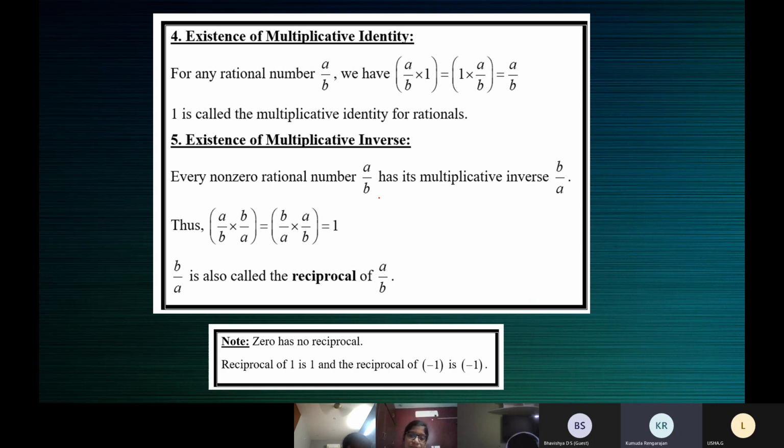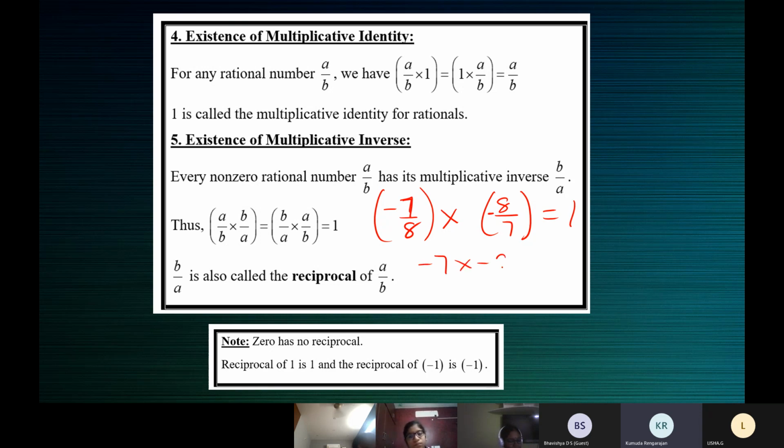So when you take the rational number -7/8, multiplied by what will give you the result as 1? You must take 7/8 and write it as 8/7. And you want a positive 1, so we should write that sign minus. Then only minus into minus is plus. So it's minus 7 into minus 8 by 8 into 7.